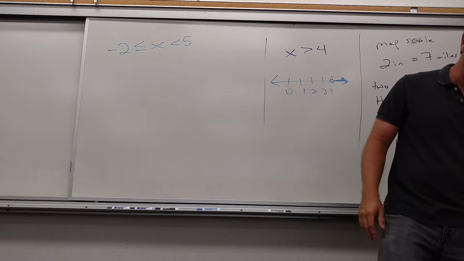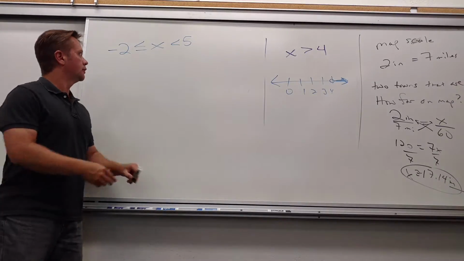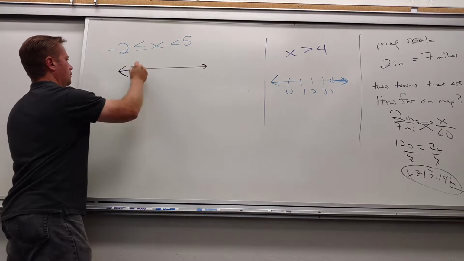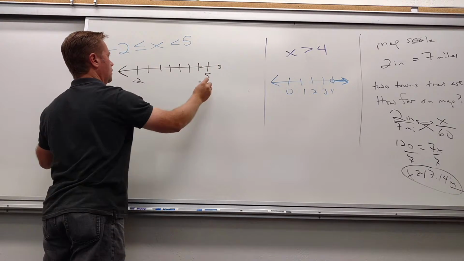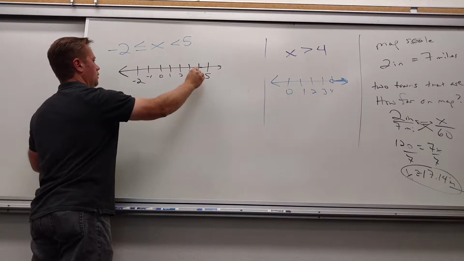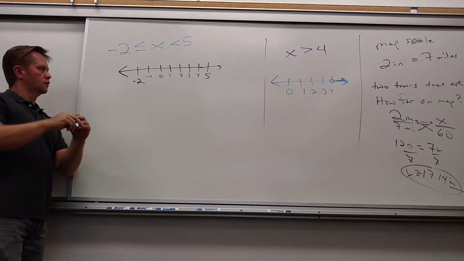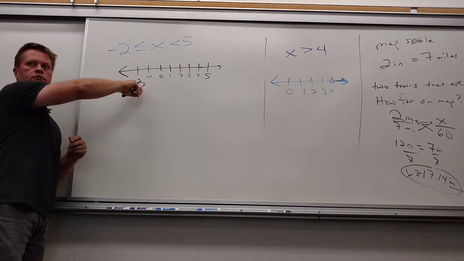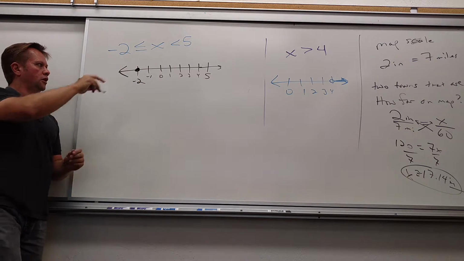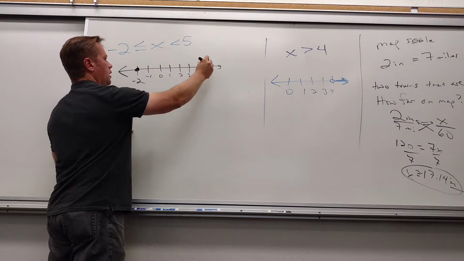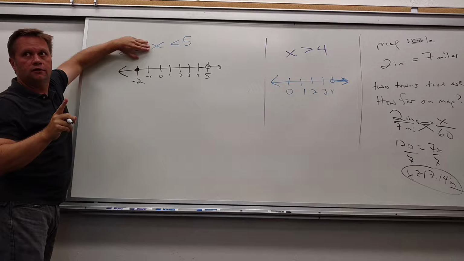Oh, cool. So what are you going to put on the negative 2? Dark closed circle. I like closed, shaded, dark, whatever you want to call it. What are you going to put on the 5? Open circle. And people get freaked out about this. All the answers have to be less than 5.